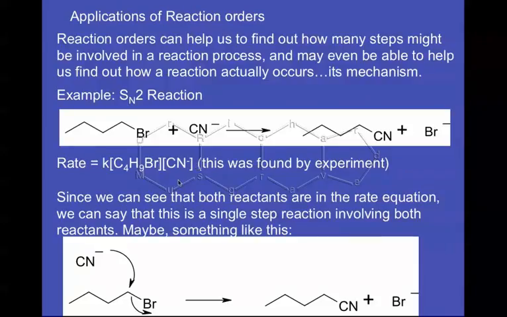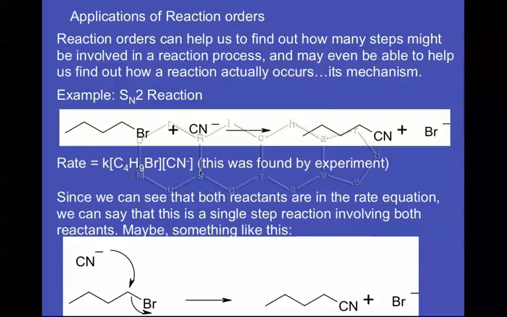And what that tells us is that both of these are involved in some sort of reaction. And the kind of reaction they came up with involved both the CN- and the C4H9Br. So they got that all from the rate equation and knew that since these were both controlling the rate, they were probably both involved in some reaction together.